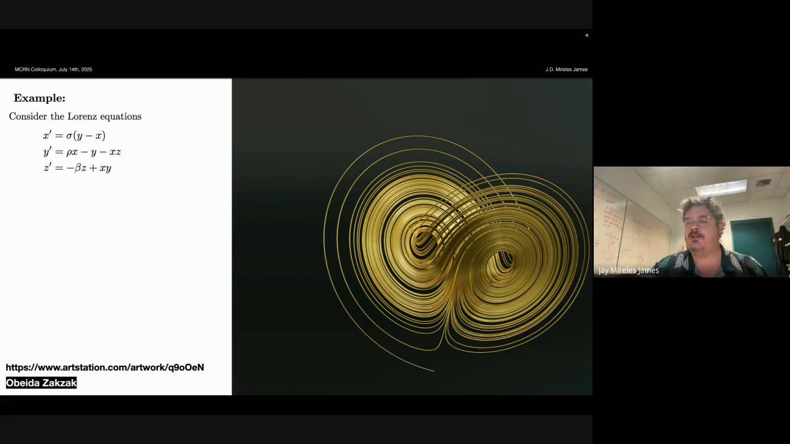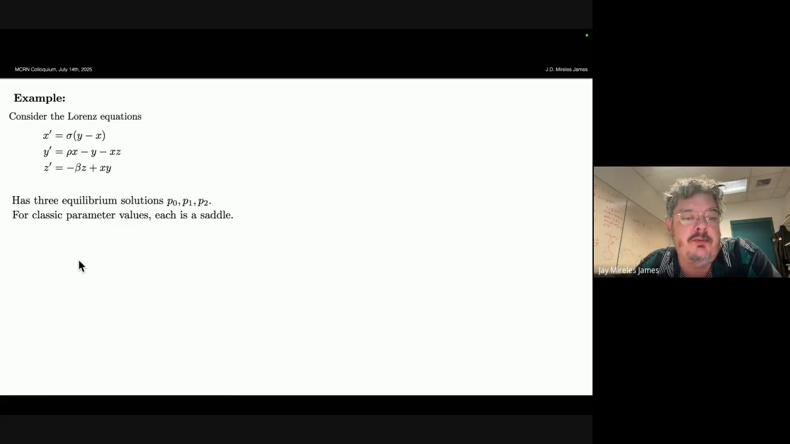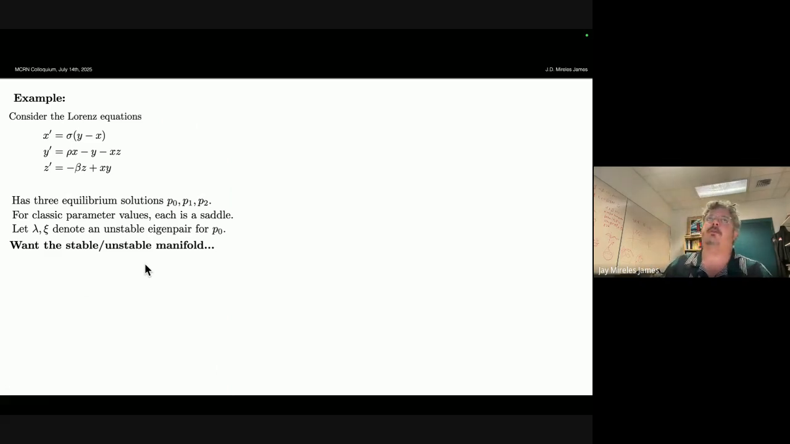Okay, I want to change gears a little bit and talk about some differential equations. So, I'll use as an example the Lorenz equations that everybody's familiar with, and we'll think about an equilibrium solution. Okay, so in this case, let's say we have an equilibrium P, and we have just say a stable eigenvalue and its eigenvector, and we want to now parameterize the stable or unstable manifold attached to that equilibrium.